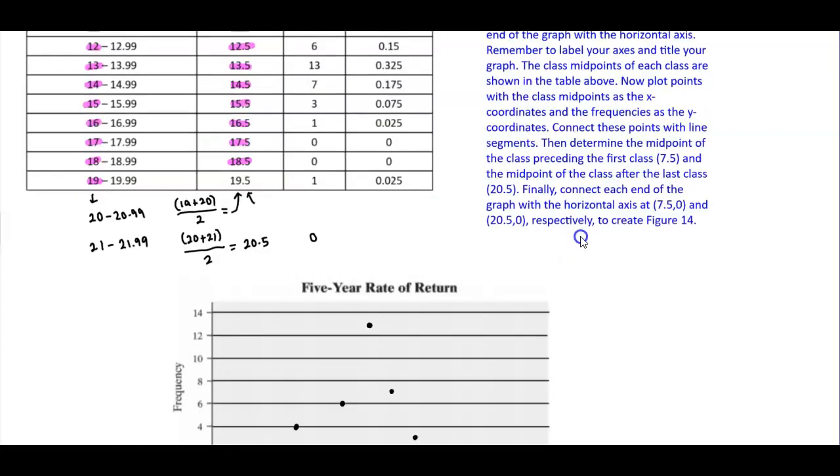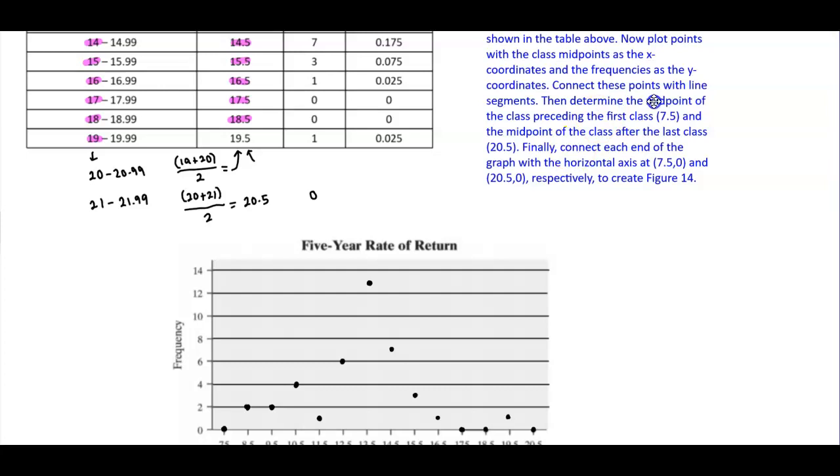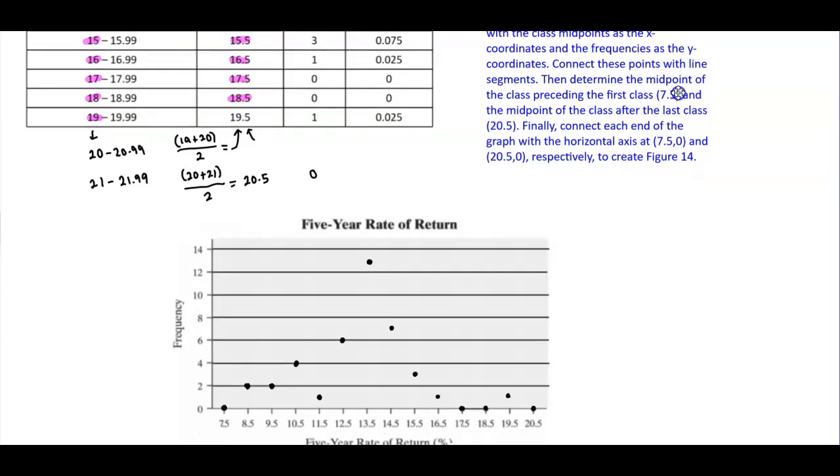Okay? And so, again, going over here, now that the class midpoints of each class are shown in the table, we're going to plot the points with the class midpoints as the x-coordinates and the frequencies as the y-coordinates, which we've done. And now we're going to connect these points with line segments. And then determine the midpoint of the class preceding the first class, which we did, which is 7.5, and the midpoint of the class after the last class, which is 20.5. And then we're going to connect each end of the graph with the horizontal axis, starting at 7.50 and 20.50, respectively, to create this graph. Okay?